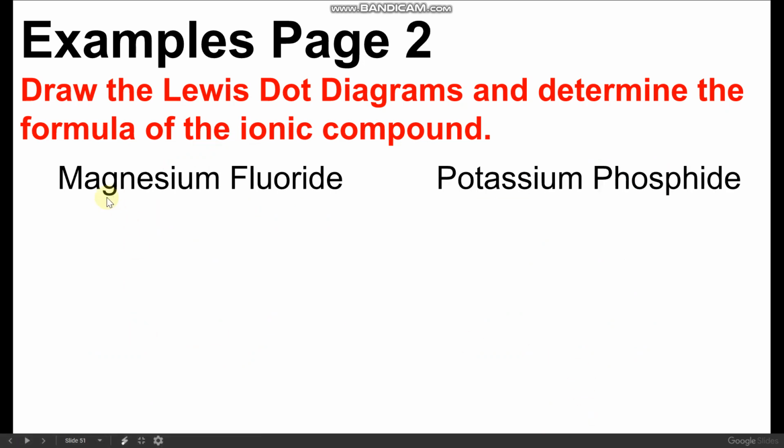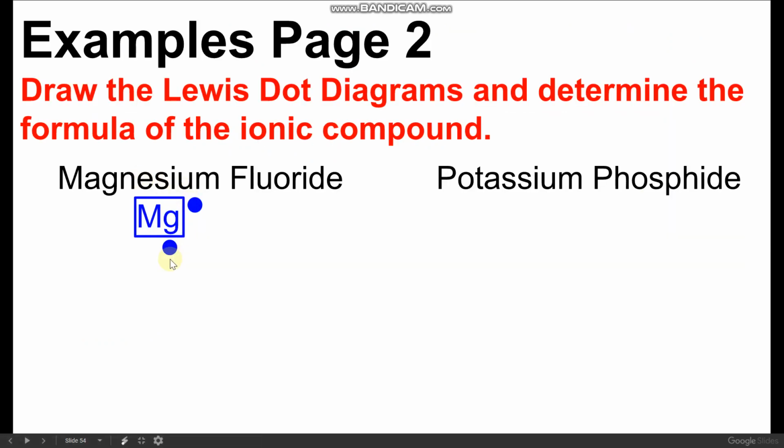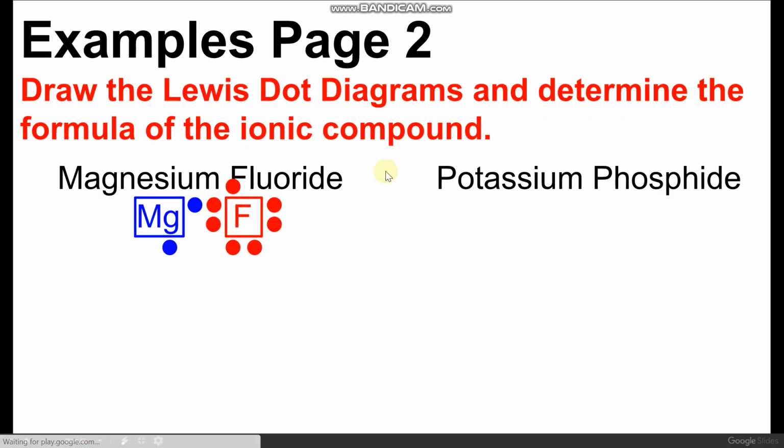We've got magnesium fluoride. So we're going to look up magnesium on the periodic table. Draw it right here, Mg with the box around it. Mg's right here. It's the 1st, 2nd one in its row. So just like calcium, it's going to have 1, 2 valence electrons. Next, we'll look up fluoride, fluorine. So again, F with the box around it. Fluorine's right here. It has 1, 2, 3, 4, 5, 6, 7 valence electrons. So we're going to give it 7.